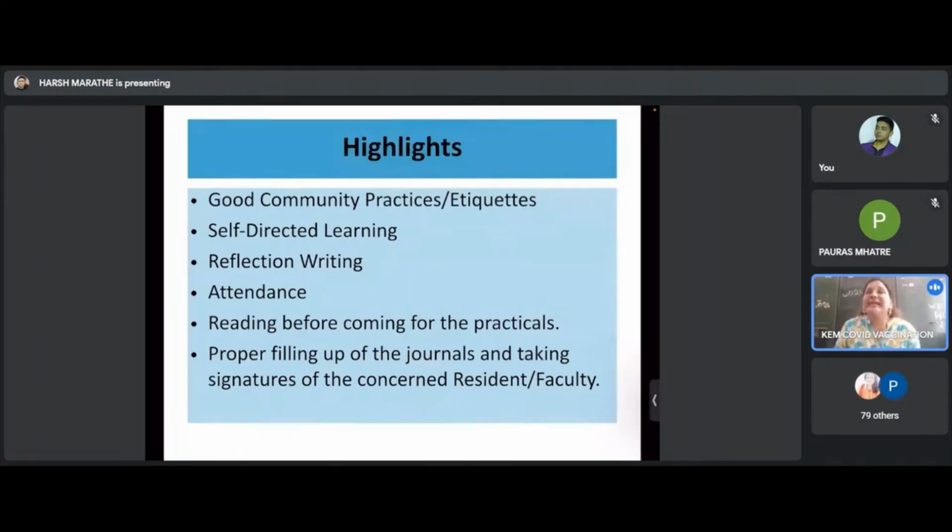The other most important thing is attendance. So please attend all your lectures, all your visits during your clinical posting, because these visits and lectures are arranged with a lot of effort and they are specifically for you. So please don't miss these visits, attend them regularly. Read before coming for the practicals or for taking a case, fill in the journals properly, and take signatures of the concerned resident and faculty at that time itself. So this is very important. Next.